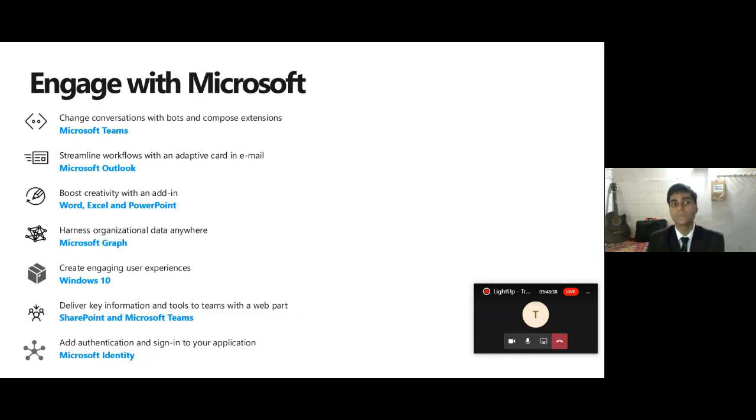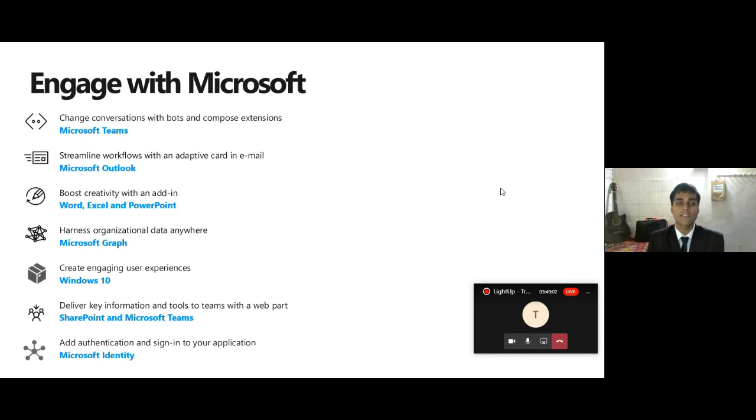Then we are creating engaging user experiences with Windows 10, as we have Windows 10 with a wide range of applications. Also, we have Microsoft Cortana, various other tools, and gaming is also used on a very wide scale. That's how Microsoft's Windows 10 is helping us to grow.